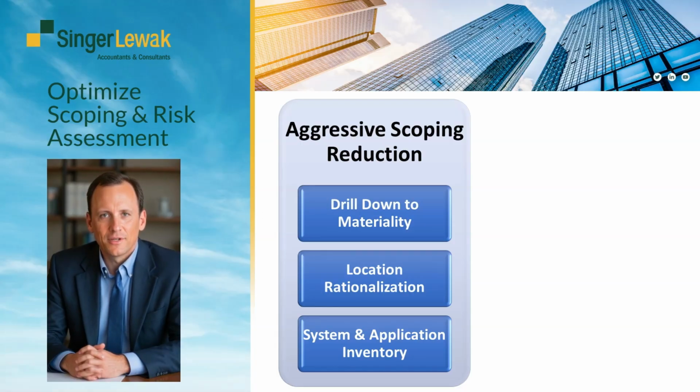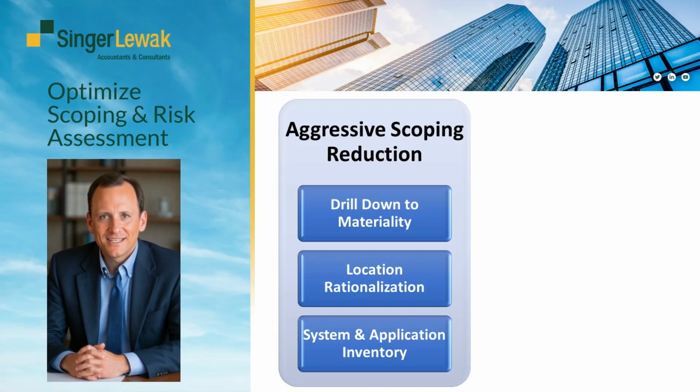Second, perform location rationalization. Review your global footprint. Can you justify not scoping a location if its total transactional volume is below the materiality threshold? Document the risk-based rationale for excluding locations that don't host significant accounts or specialized IT systems.